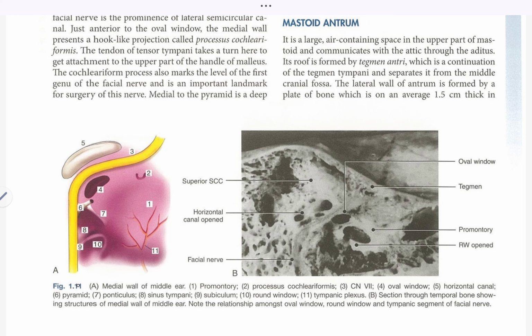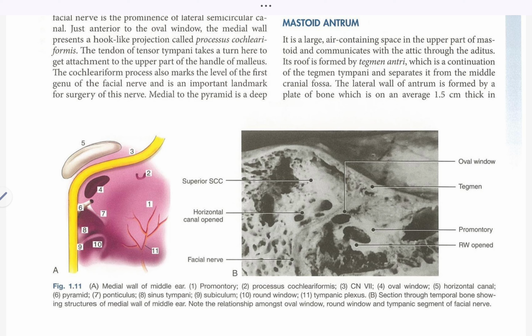So here we can see in figure 1.11A the medial wall of the middle ear. 1 is the promontory, 2 is the processus cochleariformis, 3 is the cranial nerve 7, 4 is the oval window, 5 is the horizontal canal, 6 is the pyramid, 7 is the ponticulus, 8 is the sinus tympani, 9 is the subiculum, 10 is the round window, 11 is the tympanic plexus.